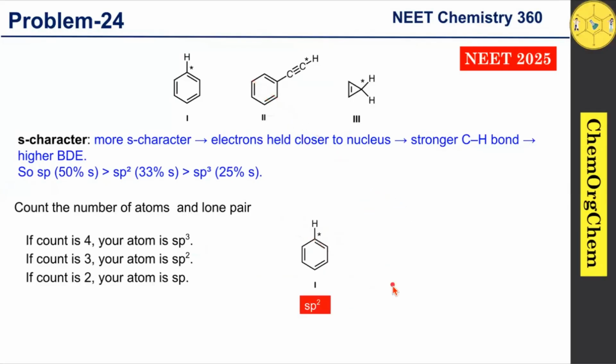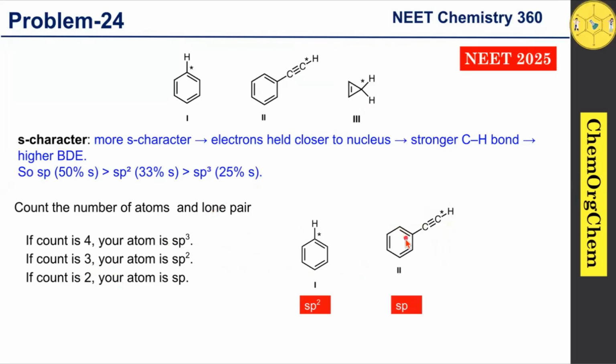Let's move on to our compound number 2. Here they are asking about this CH bond. Therefore we should find the hybridization of this carbon atom. Now you count how many atoms are present around this carbon atom. Only 2 atoms, one here and another one here. Therefore the count is 2, so the hybridization of this carbon atom is sp hybridization.